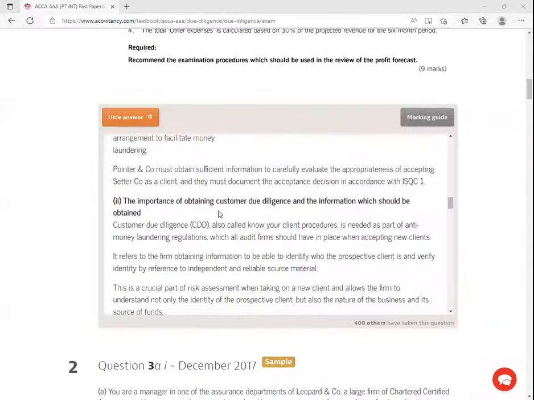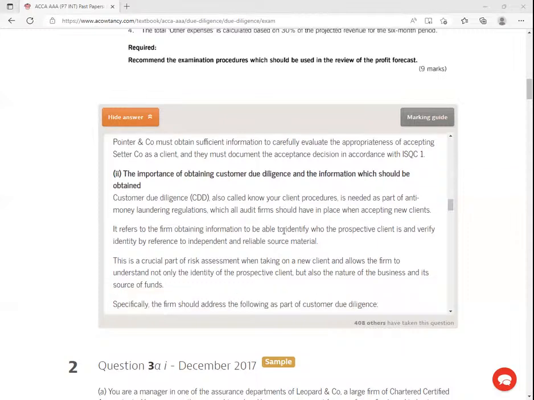Number two, they ask us the importance of obtaining customer due diligence and the information which should be obtained. Customer due diligence, CDD, also called Know Your Client procedures, KYC, is needed as part of anti-money laundering regulations, which all audit firms should have in place when accepting new clients. It refers to the firm obtaining information to be able to identify who the prospective client is and verify identity by reference to independent and reliable source material.